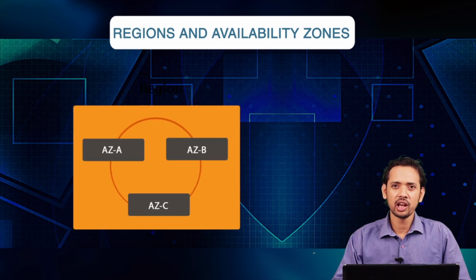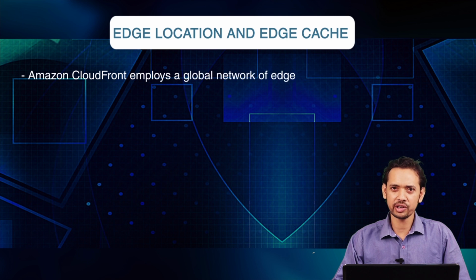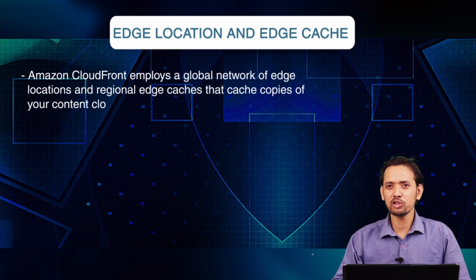As I said, regions are composed of multiple availability zones. In case you have 3 availability zones, this is how it looks. You've got availability zone A, availability zone B and availability zone C within a single region, and all of them are connected through high performance data links. Now other than availability zones and regions, there are other data centers as well, which are called edge location and edge cache. Edge location and edge cache are specifically used by AWS's content delivery network, which is also called CloudFront. AWS's content delivery network, or CloudFront, consists of a network of edge locations and edge cache. These are different from your regions and availability zones.